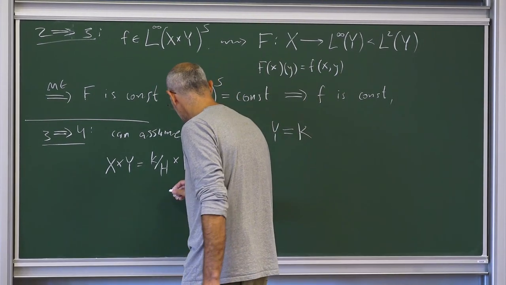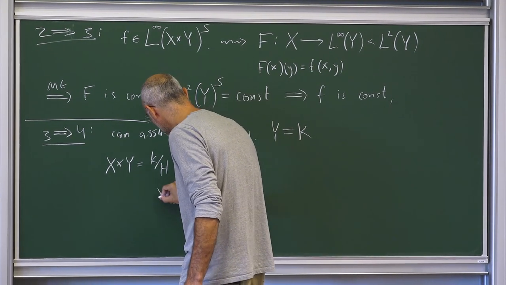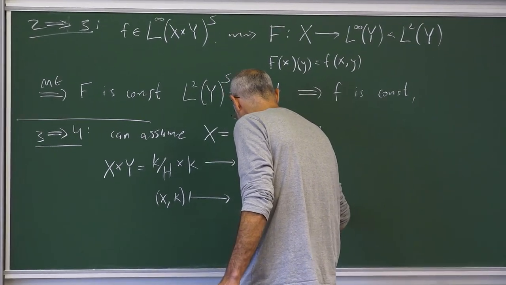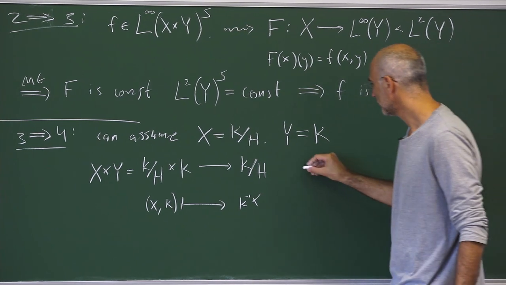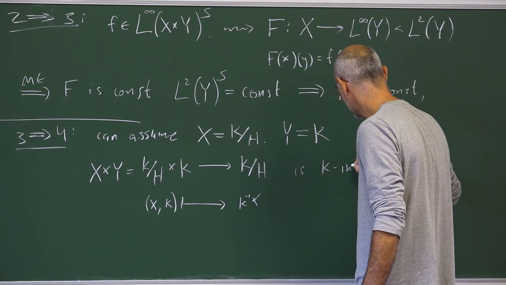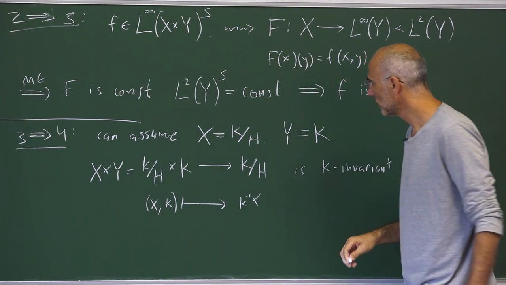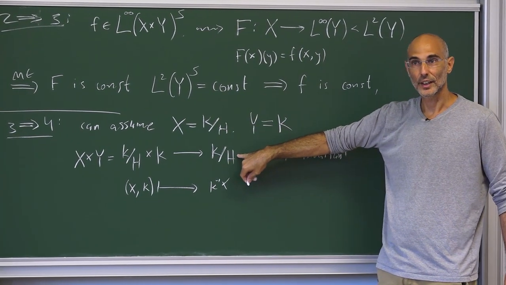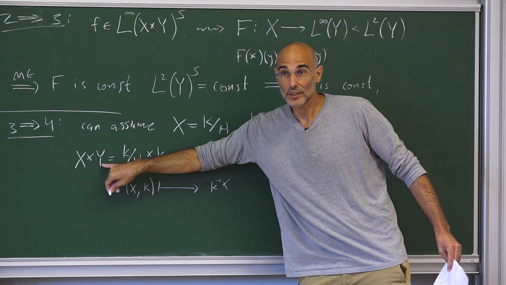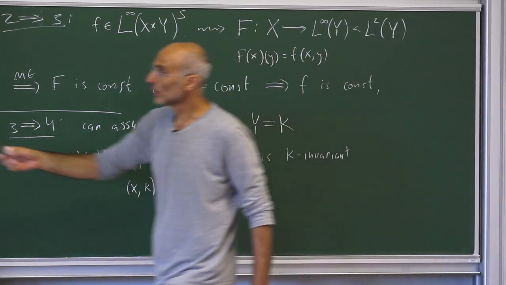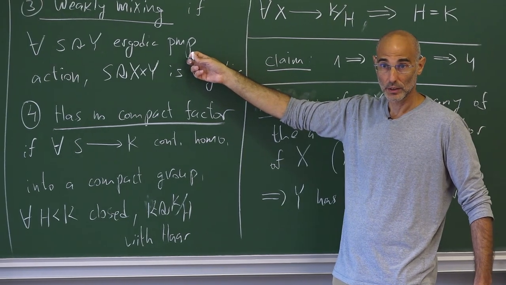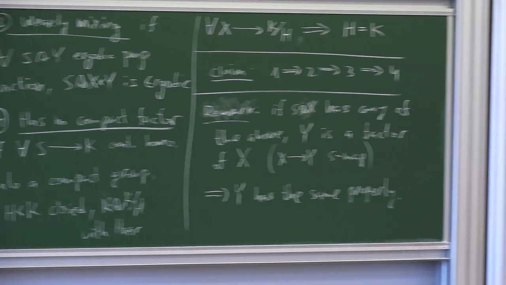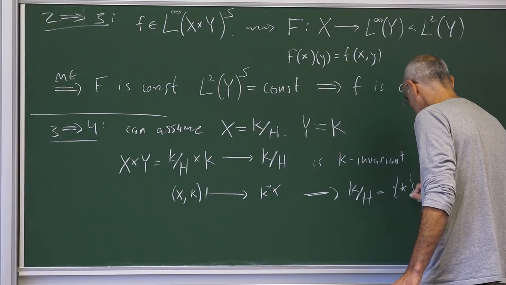how should I write this map? Maybe I'll take (x, k) to k inverse x. This map is K invariant. So unless this space is just a point, I got myself an invariant function on X times Y contradicting ergodicity, which I'm assuming. That's weakly mixing. So this forces K mod H to be a point, and H to be K.